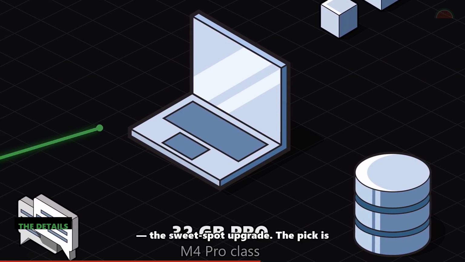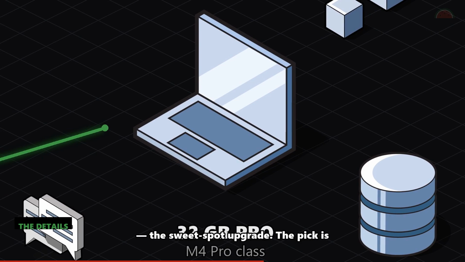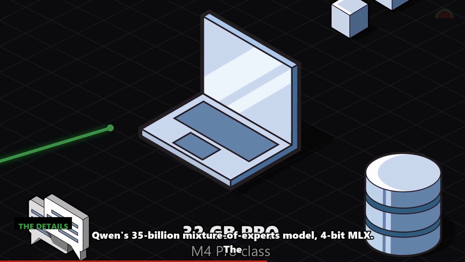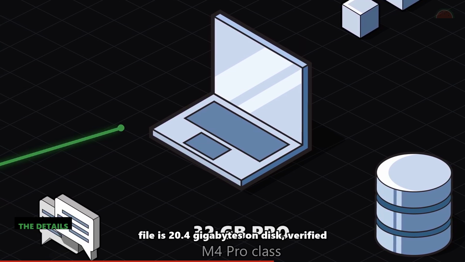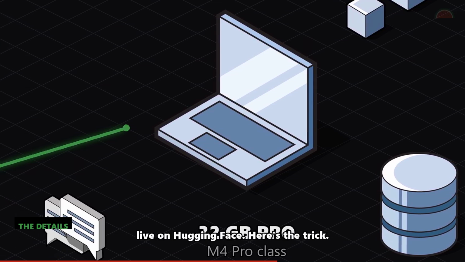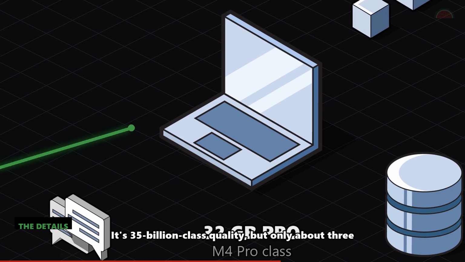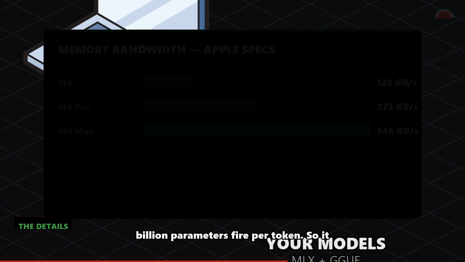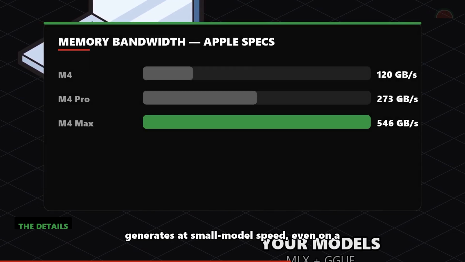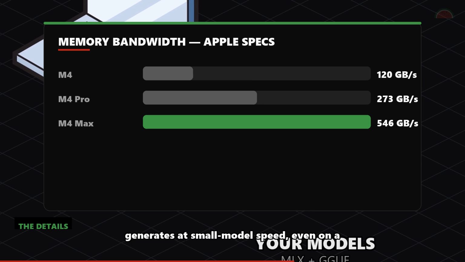Now 32GB, the sweet spot upgrade. The pick is Qwen's 35 billion mixture of experts model, 4-bit MLX. The file is 20.4 gigabytes on disk, verified live on Hugging Face. Here's the trick. It's 35 billion class quality, but only about 3 billion parameters fire per token. So it generates at small model speed, even on a base M4.